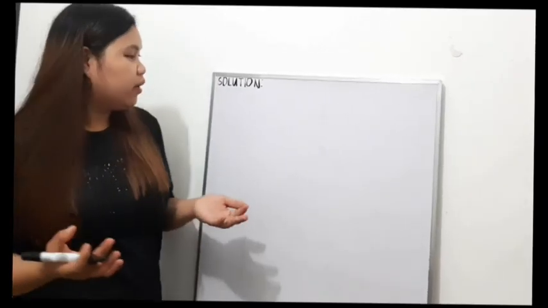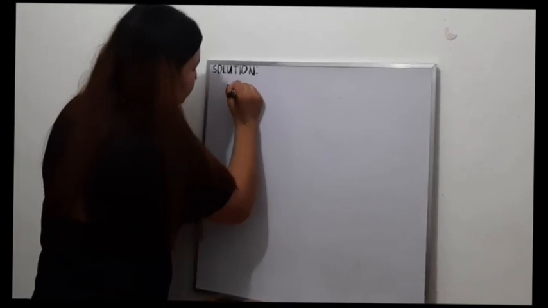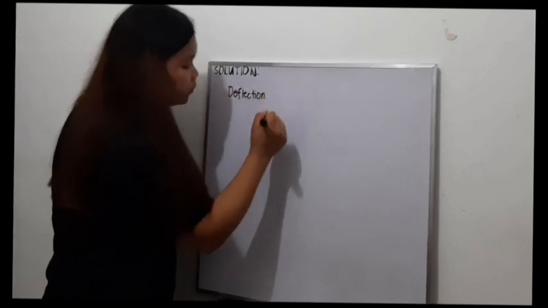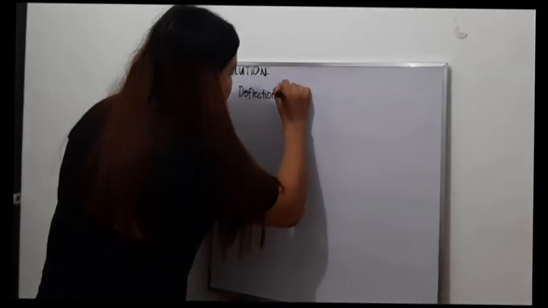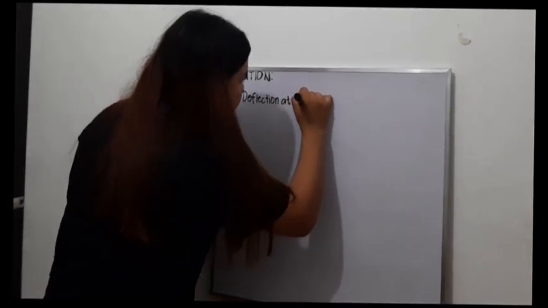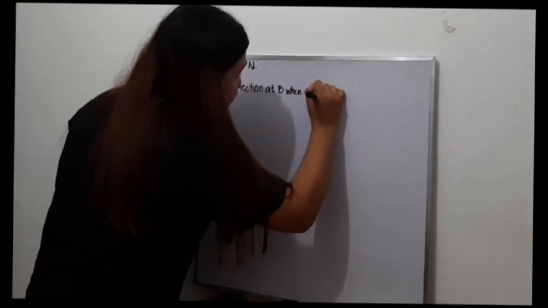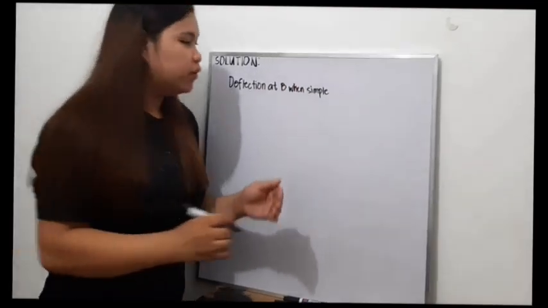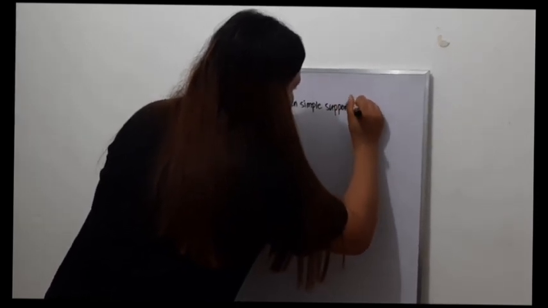So for now, we're going to write our solution to the deflection at B when the simple support is removed.